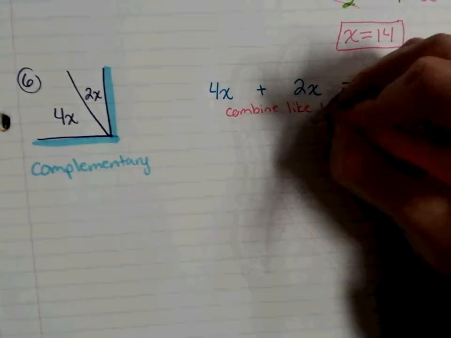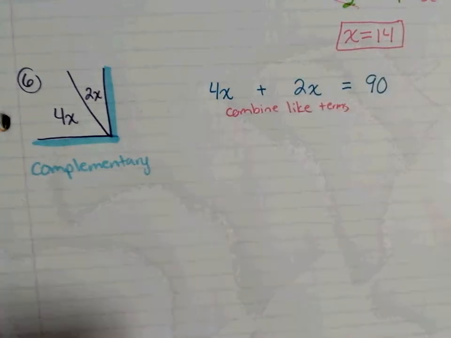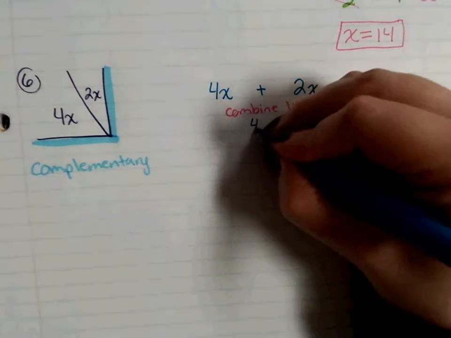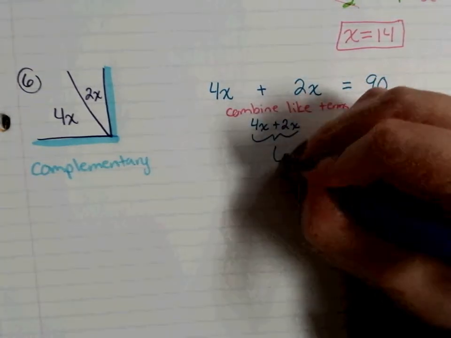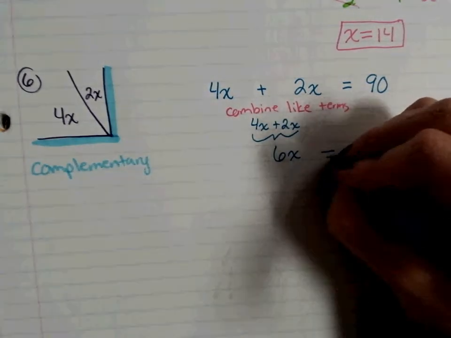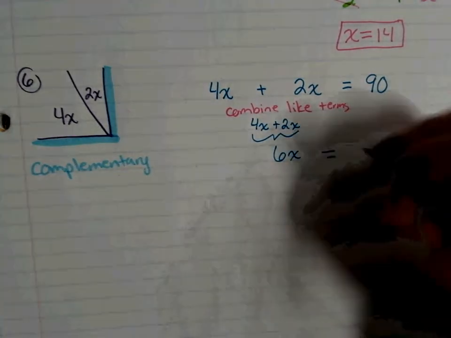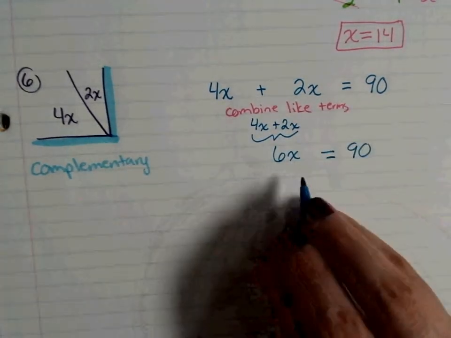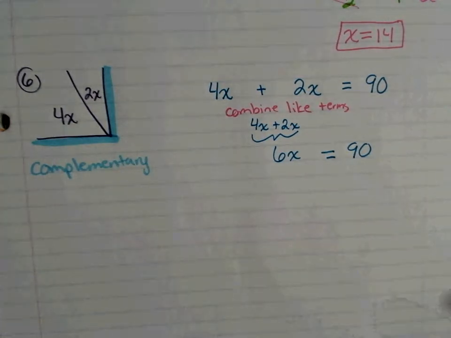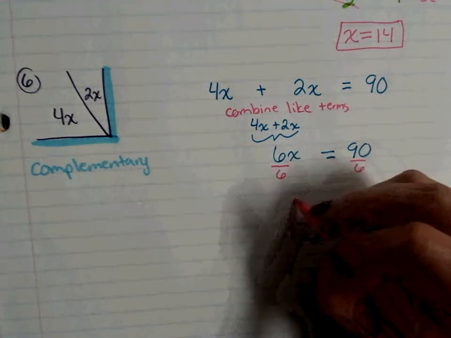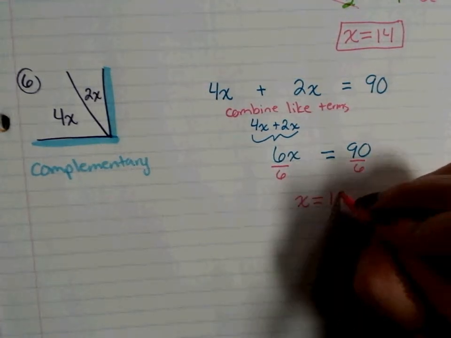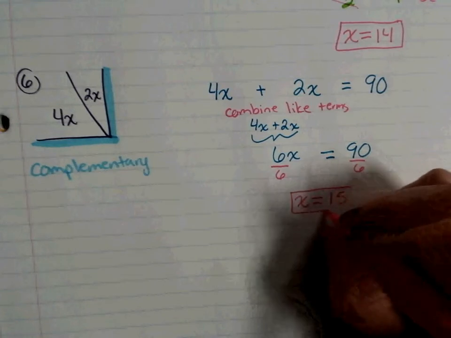So what do we get when we combine 4x and 2x together? 6x, good. So if we do 4x plus the 2x, it's going to give us 6x. And what does that set equal to? 90. So now you've got 6x is equal to 90. What do we do now? Divide. So we're going to divide both sides by 6. We're going to get x is equal to 15.